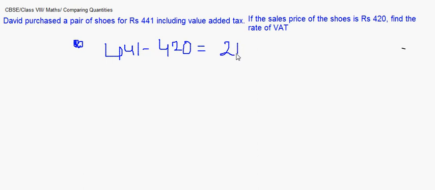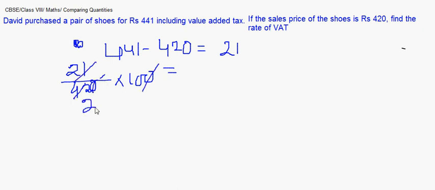Now to convert this into VAT percentage, we take the VAT value, 21, which is calculated on the sale price given to be 420, and multiply by 100 to give it a percentage. That gives me 5. So the VAT becomes 5%. So this is another type of VAT question wherein you are asked to calculate the VAT percentage.